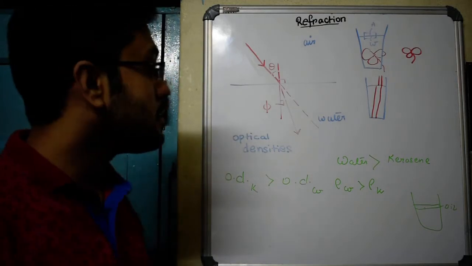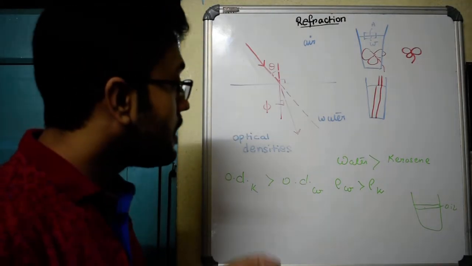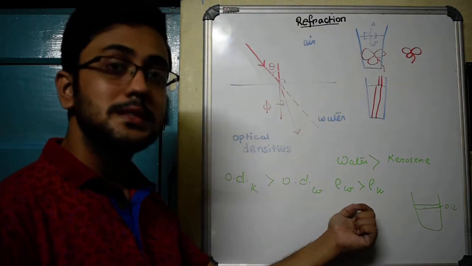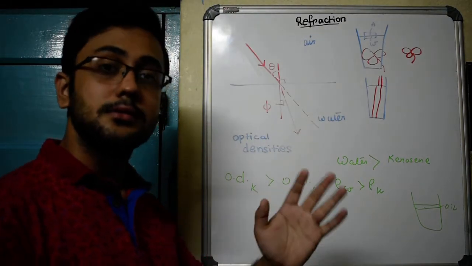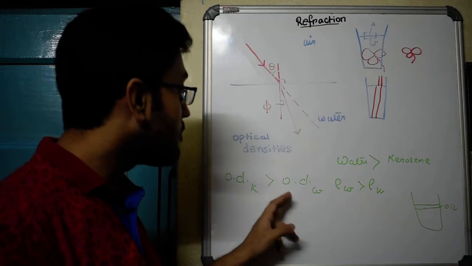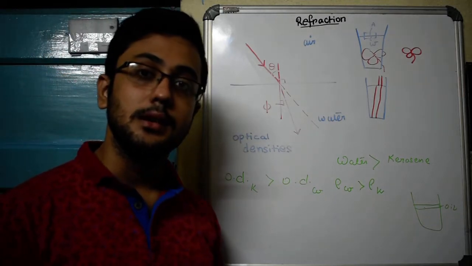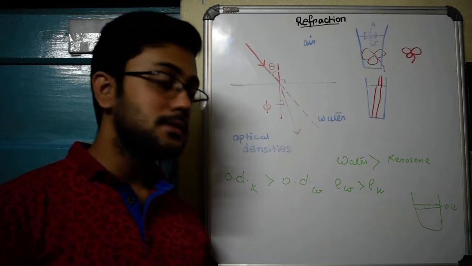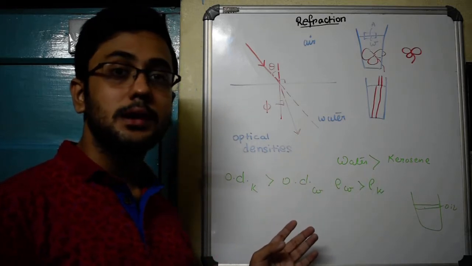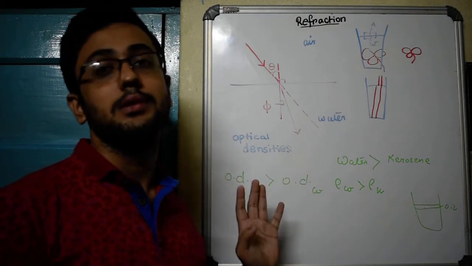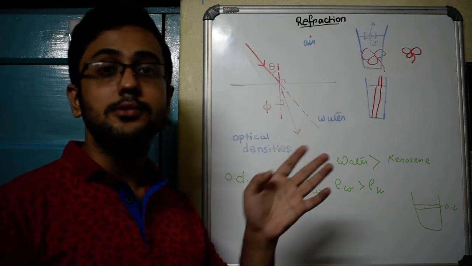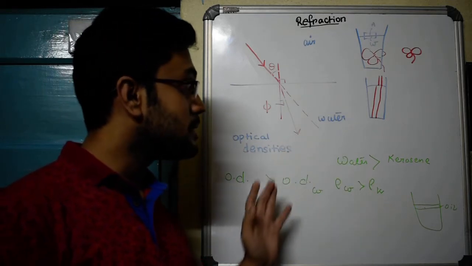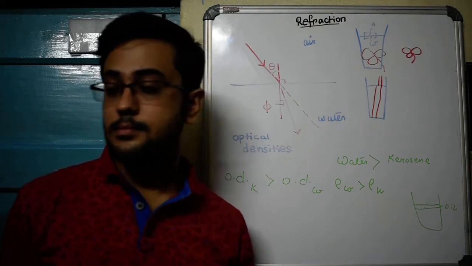And another thing that you can see from this example is, just because any substance has a greater density, it does not necessarily mean it will also have a greater optical density. One substance, like in this case water, can have greater density than oil, but when it comes to optical density, its optical density can be lower than that of oil. So there is no such correlation between density and optical density.